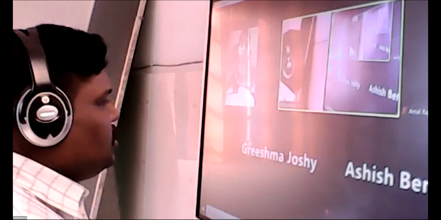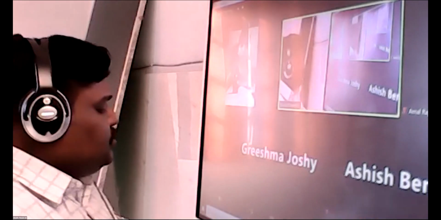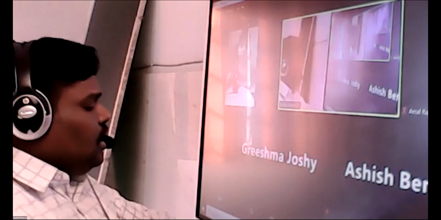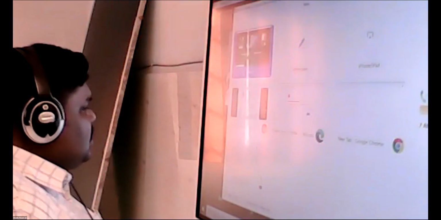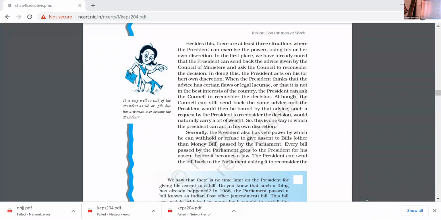But Pranab Mukherjee wrote, what is that? The Council of Ministers or the Prime Minister did not inform that particular matter to the President of India. Okay, he wrote it. So it is against the Constitution, right? Is that against the Constitution? Of course. As per the rules in the Constitution, the Council of Ministers must inform the President of such things. Okay. So besides this, there are at least 3 situations where the President can exercise the powers using his or her own discretion.